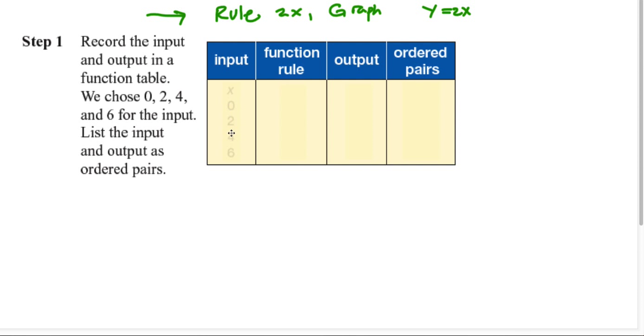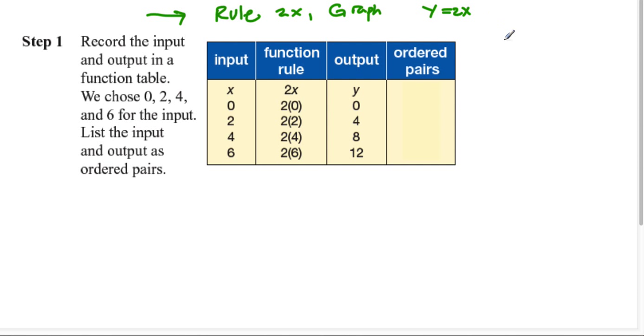So first we list our input, which is our x right there: 0, 2, 4, and 6. That is our input. Our function will be 2x. So that means it's 2 times 0, 2 times 2, 2 times 4, and 2 times 6. So our output will be the product of 2 times x, which is y in this case. So 2 times 0 is 0, 2 times 2 is 4, 2 times 4 is 8, 2 times 6 is 12.